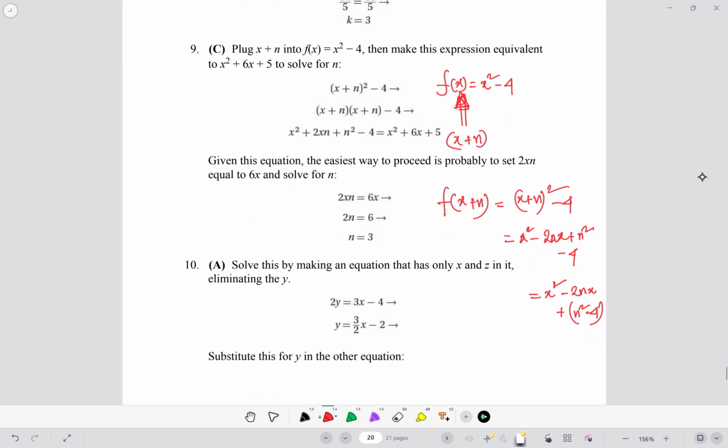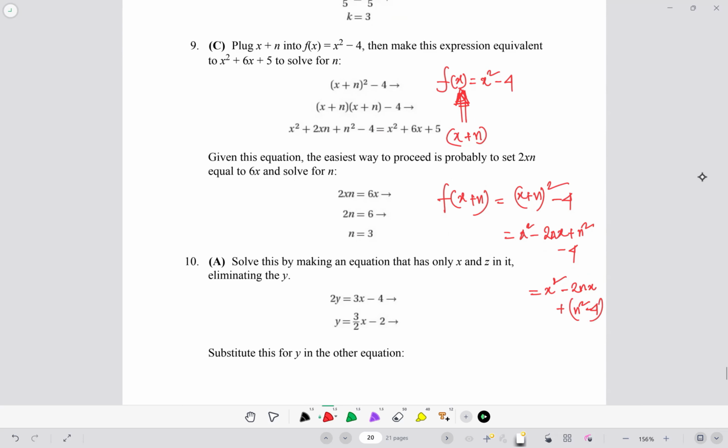So now you just need to equate these two equations. After the coefficient equating process, do you remember what coefficient equating is?